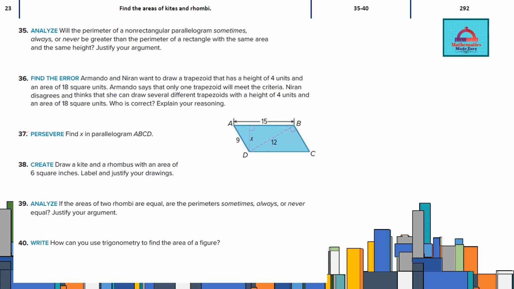Out of these, I feel question 37 is the most important, so I'm going to show you the working for this. As you see, it's a persevere question, so it's going to be a repeated application of something. x is what you need to find. If you see, x is the height for this triangle. Now look carefully and observe the figure. The figure is in the shape of a parallelogram, A, B, C, D.